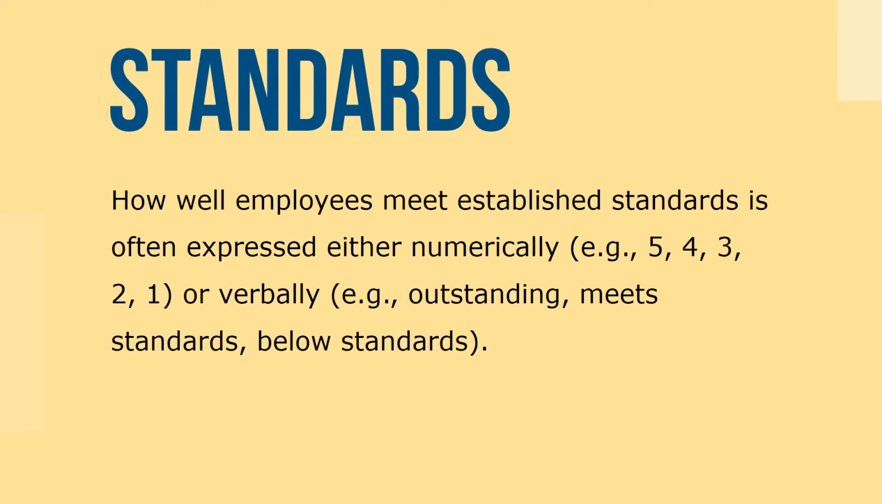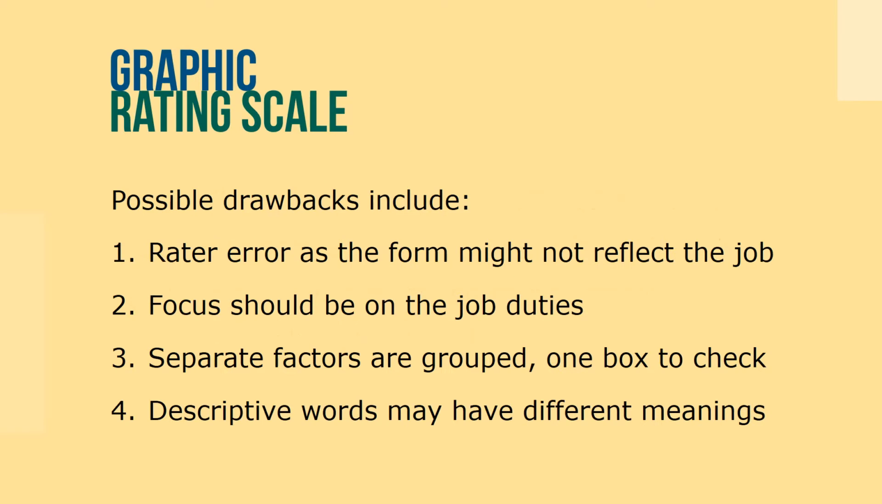How well employees meet established standards is often expressed either numerically, like 5, 4, 3, 2, 1, or verbally, like outstanding, meet standards, or below standards. Graphic rating scales in many forms are widely used because they are easy to develop and provide a uniform set of criteria to evaluate job performance of different employees.